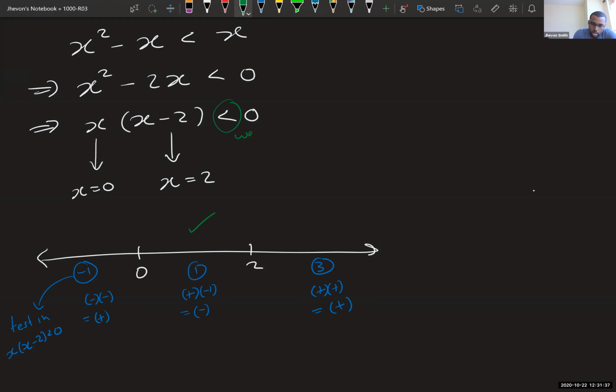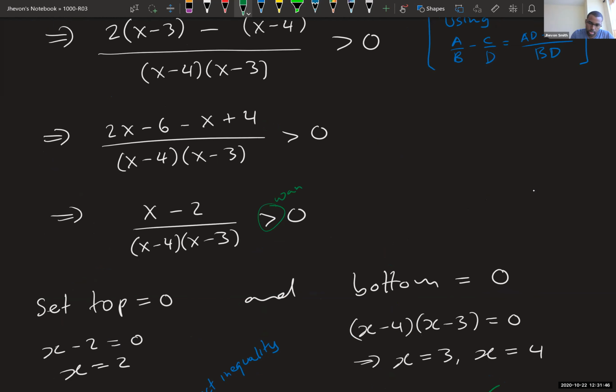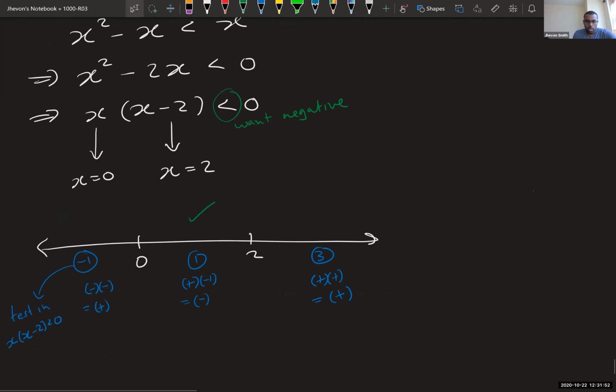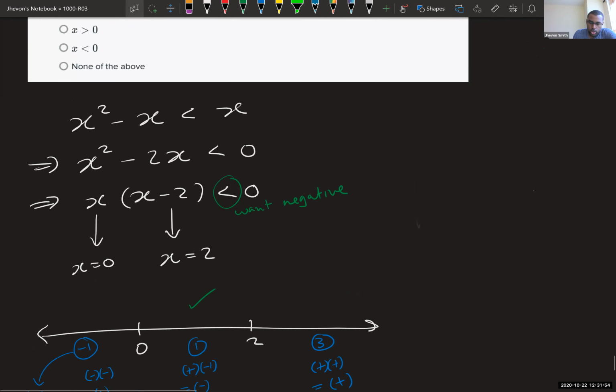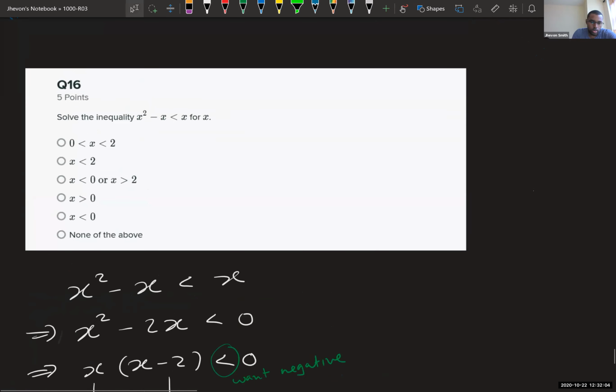So here we want negative. In the original one here, we want positive. So between 0 and 2, and it's a strict inequality, so I'm not allowed to be equal to these guys. So that's between 0 and 2.